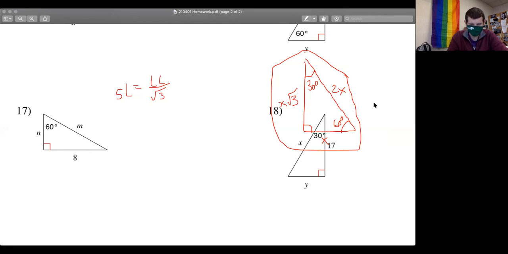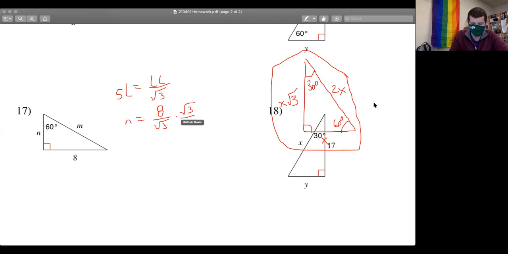The short leg is n. The long leg is 8 divided by the square root of 3. And this is where we're going back to what you were just mentioning a second ago, Dalen. So this is where we need to do what? Multiply the bottom square root. There it is. Now it's rationalizing the denominator.